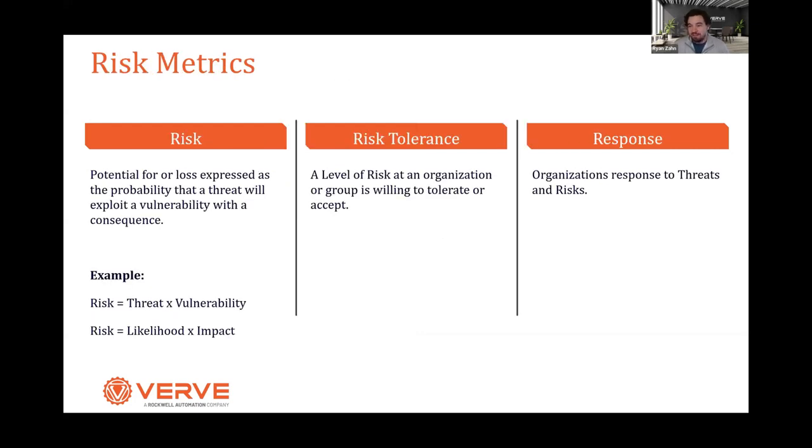So a couple of metrics, and I heard Zach refer to these earlier as the 3 R's in risk: risk, tolerance, and response. So again, earlier we looked at what the overall definition of risk was. Again, the potential for loss expressed in some type of probability that a threat or exploit will occur.